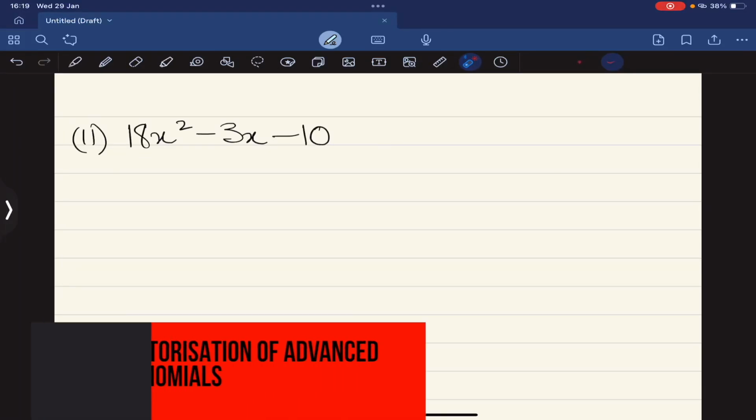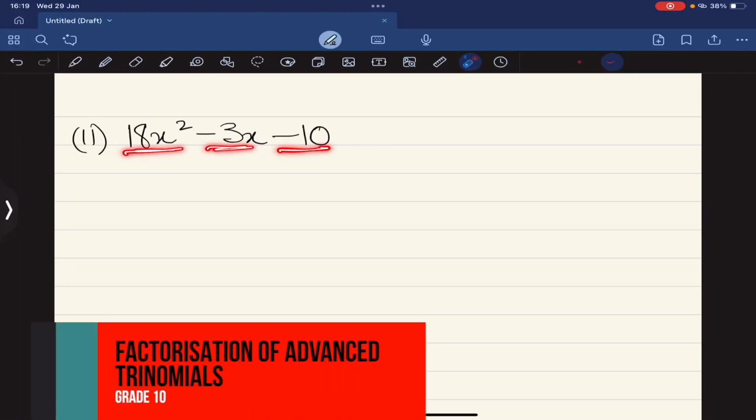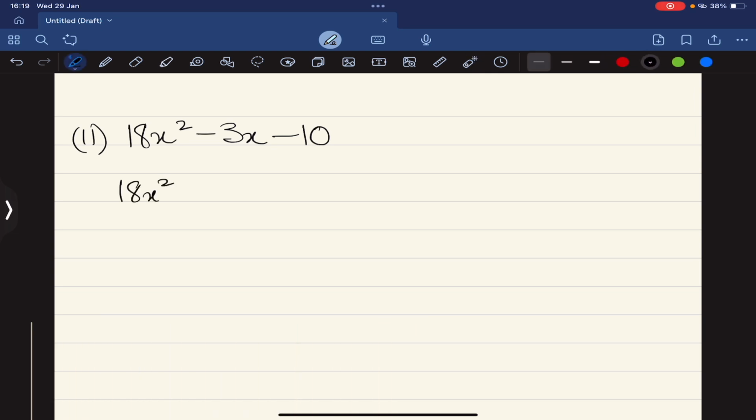Number 11, this will be the last one for now. I've got 18x squared minus 3x minus 10. And we'll go straight to the product options for 18x squared. And that would be 1x times 18x.